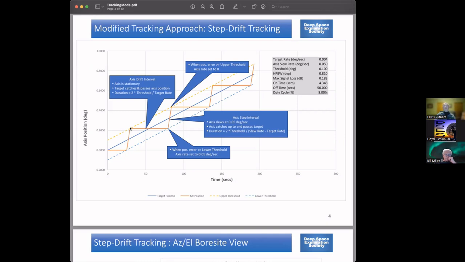Then at the point where the drift crosses the threshold, we turn the mount on at the step rate and step up to the boundary. In this case, we're thinking right now that we'll step both axes at 0.05. The primary reason for 0.05 really is that's the slowest rate that the elevation axis can move at without being turned off.